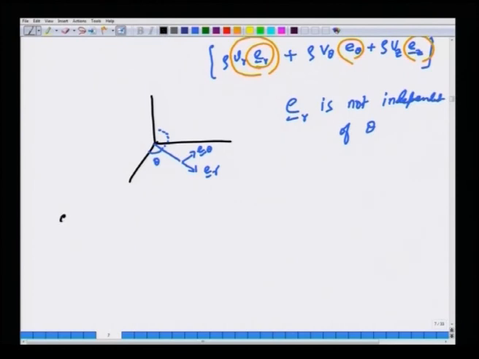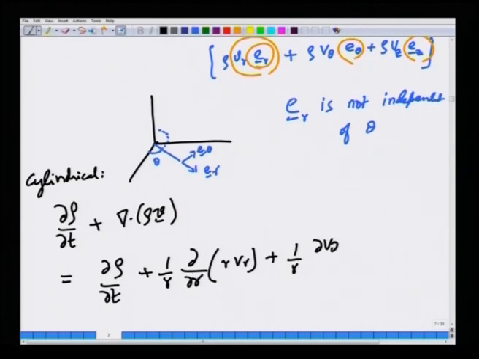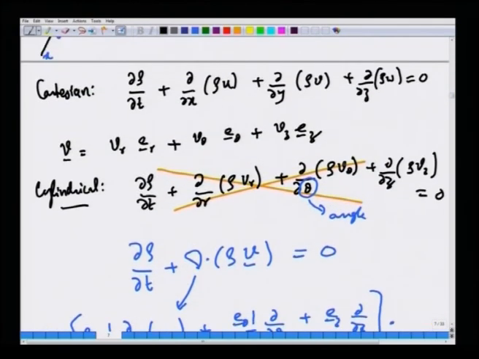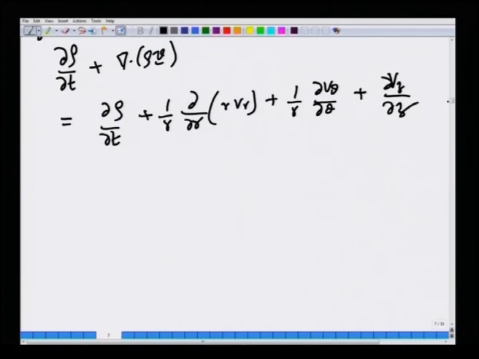and this will give rise to a different kind of equation. I will not do the details, but it is important to know that in cylindrical coordinate systems, the continuity equation will become the following. So one cannot readily extend the Cartesian continuity equation to cylindrical coordinate systems, because the unit vectors themselves vary with spatial coordinates in curvilinear coordinate systems. That is something we must keep in mind, and the same thing applies even for spherical coordinate systems.